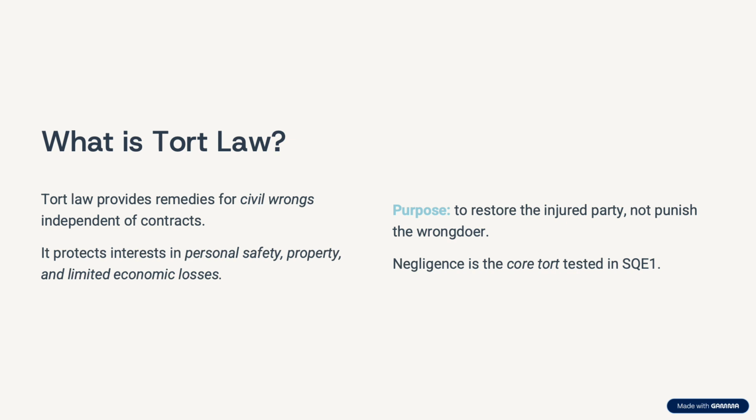Now, the SQE1 loves to test your understanding of what tort law actually does. The point to understand is that it does not punish, it compensates. That is your first mental checkpoint. Whenever you see words like punishment or deterrence, think, oh, it's not tort. It might be crime. Keep hammering this phrase in your brain to understand what is tort and what is not tort: tort equals compensation, not punishment, and negligence dominates this topic. If you get comfortable with negligence, you are already covering around 80% of tort questions in SQE 1.